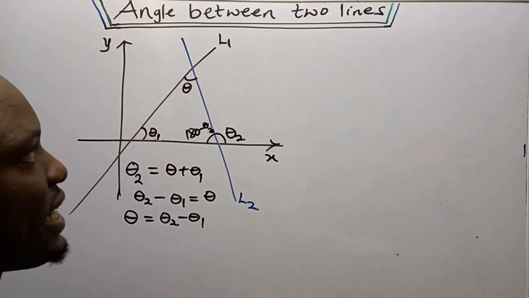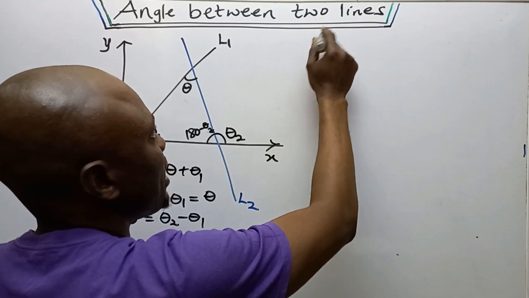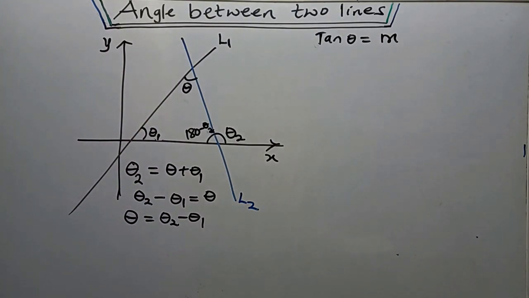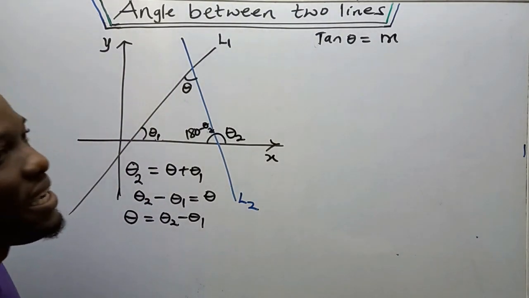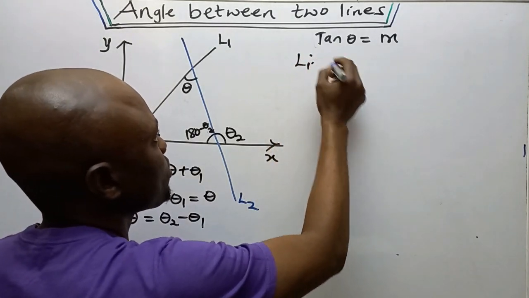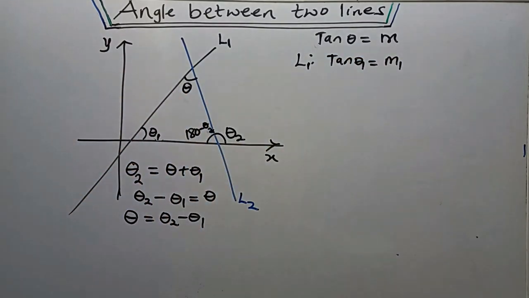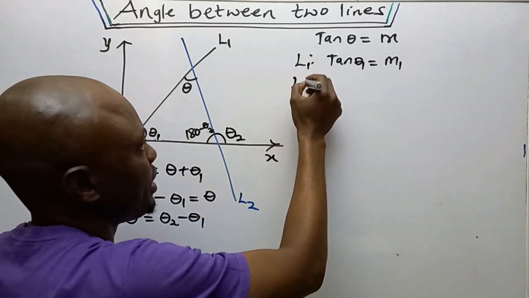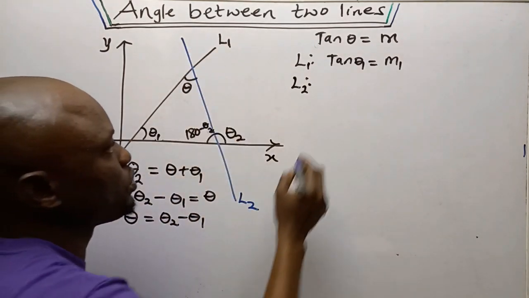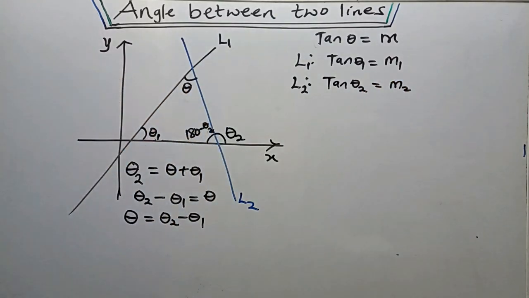Now, if you recall from what I did for a single line, for the slope and angle, I said tan theta is equal to m, all right? So similarly, if I want to find the angle of the slope of L sub 1, I'm going to say tan theta sub 1 equals m sub 1. And for L sub 2, the angle of the slope should be tan theta sub 2 equals m sub 2, all right?